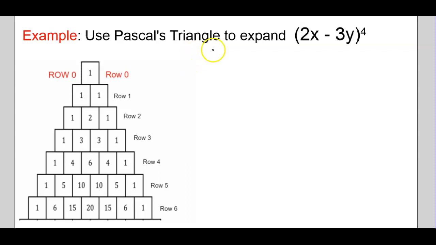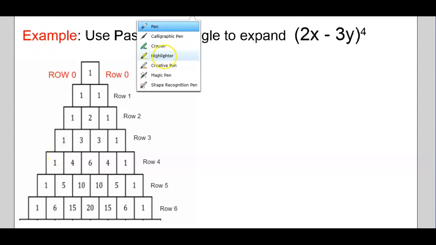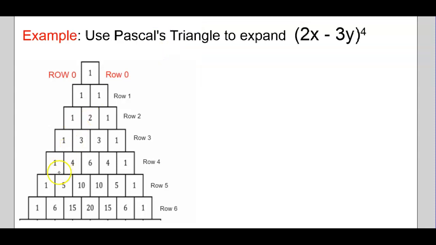All right, so here's another example right here. We have 2x minus 3y to the fourth. We're going to do the vertical method again, but I want you to notice this time the exponent is 4. So what I'm going to do is look at this row right here. All right, row 4.